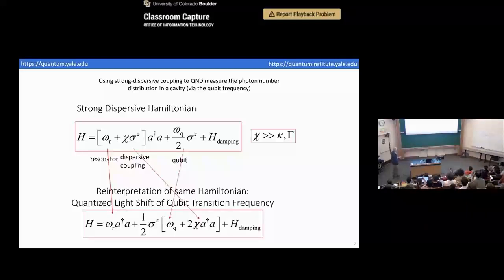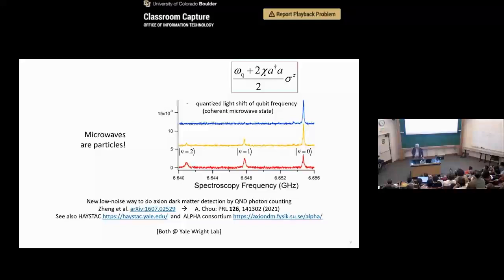Okay, and then you can rearrange the parentheses here and say that the same dispersive coupling tells us that the coefficient of sigma z, which is how much energy it takes to excite the qubit, now changes depending on a dagger a. That's the number of photons in the resonator, and it shifts 2 chi for each photon that you add. That's the light shift. So I can use that to measure the number of photons in the resonator. It's like a non-destructive photomultiplier with number resolving capabilities.